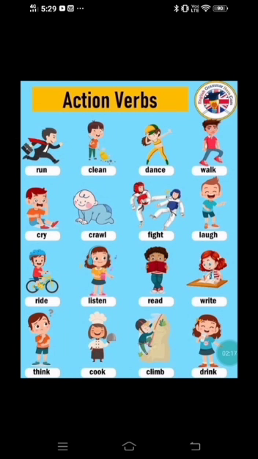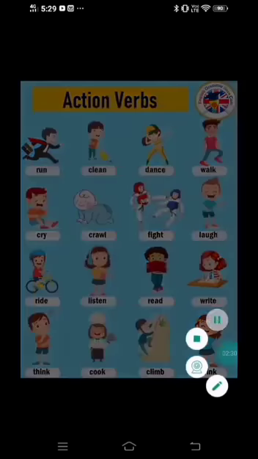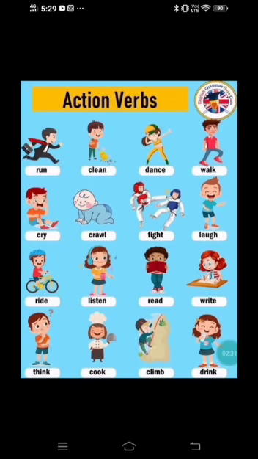Yes, these are action words. Run, clean, dance, walk, cry, crawl, fight, etc. Right? So what are these action words called? Verbs. So what is the definition of the verb, children? Action words are called verbs, or else all doing words are called verbs.